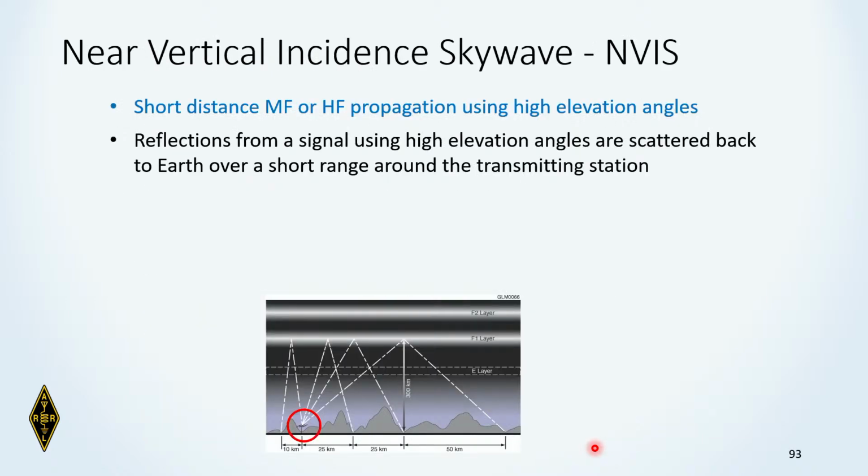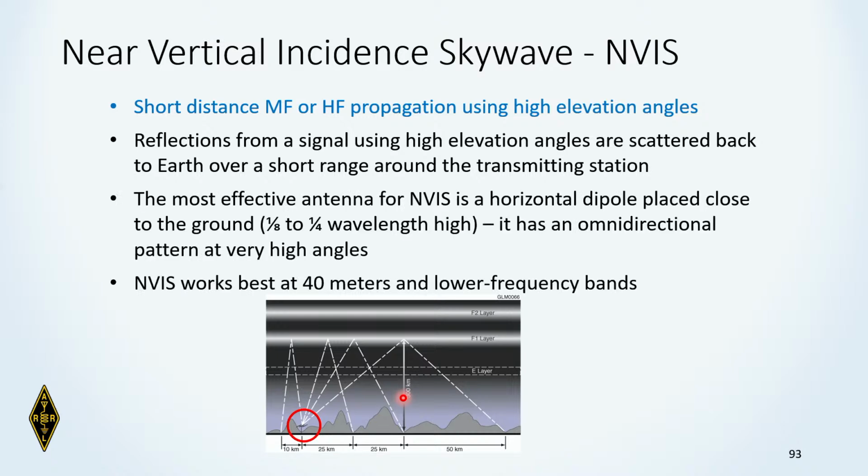So that's a picture. Reflections from a signal using high elevation angles are scattered back to Earth over a short range around the transmitting station. I showed you the bigger picture. And the most effective antenna would be a low dipole. Now normally if you put up a dipole, you want it to be at least half a wavelength above ground so that you'll get some directional properties. But folks that are doing NVIS on purpose will make that much lower, like an eighth to a quarter wavelength high.